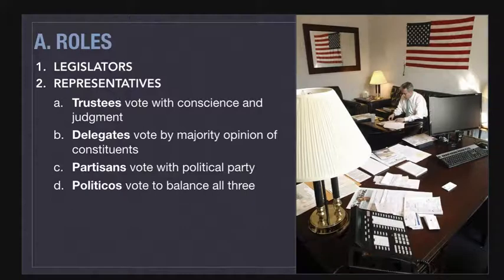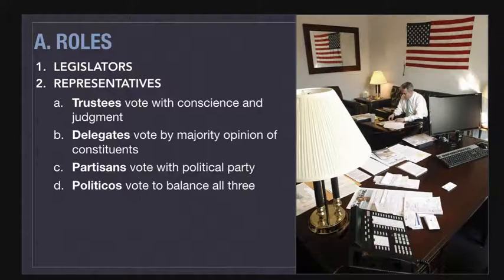The first way is that of a trustee. Those that choose to take this route tend to vote on things based off of their own conscience and their own judgment, and they'll take every individual situation, every individual vote based off of the scenario that they see before them and based off of their own values. They do not usually attempt to follow the majority opinion of their constituents. So it's very much how I, as a representative of the people, believe that this is going to be in the best interest of the United States moving forward.